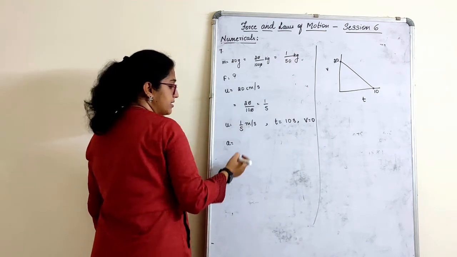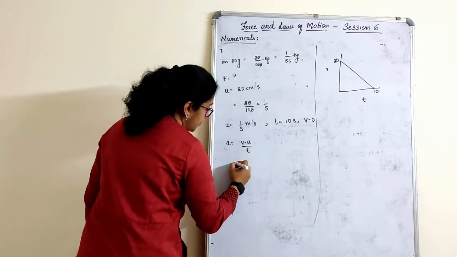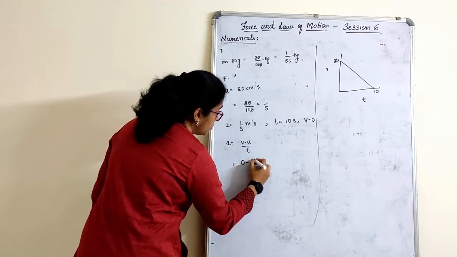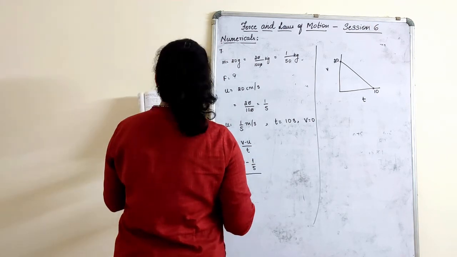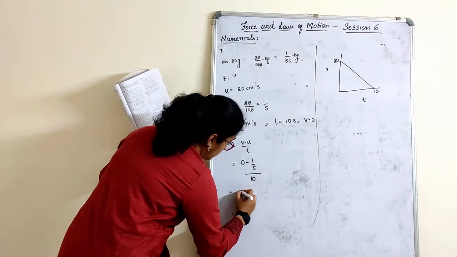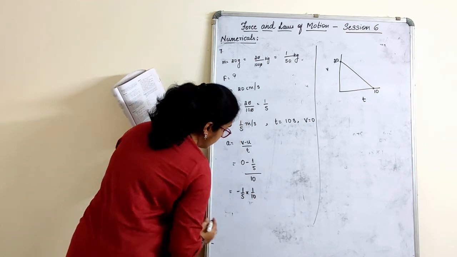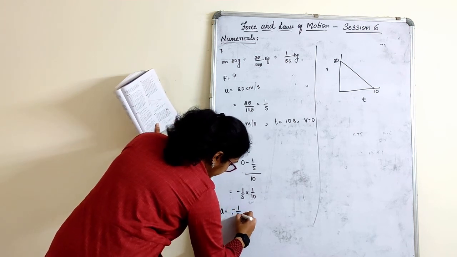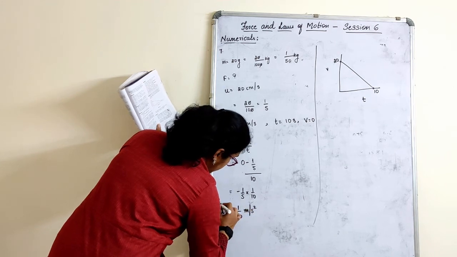Let's find a and then substitute here. V minus u by t. So what is v? 0. What is u? 1 by 5, divided by time, which is given here. Yes, time is 10 seconds. So minus 1 by 5 into 1 by 10. So acceleration is minus 1 by 50 meters per second square. Keep this as it is.